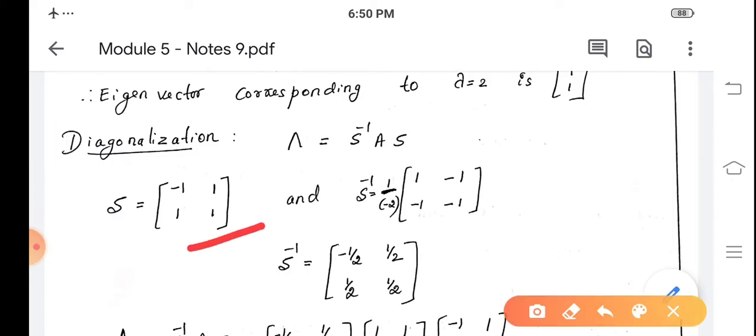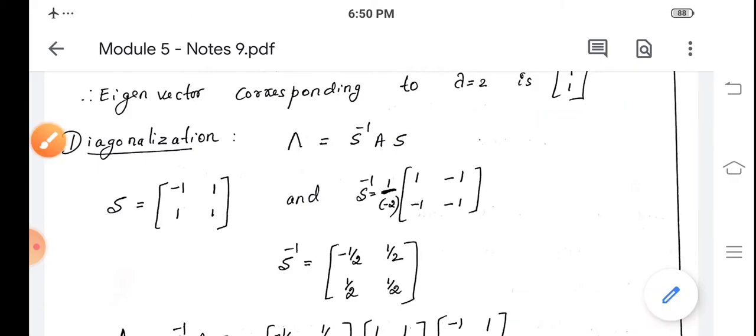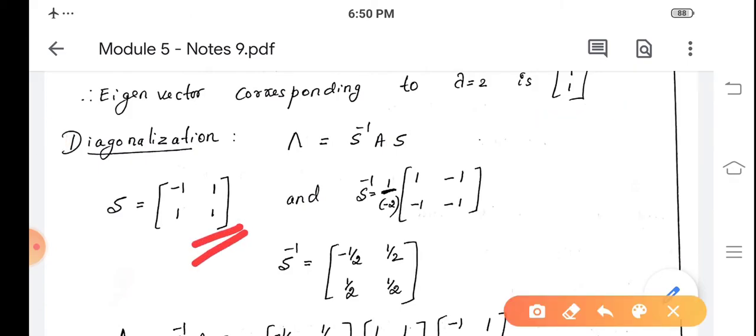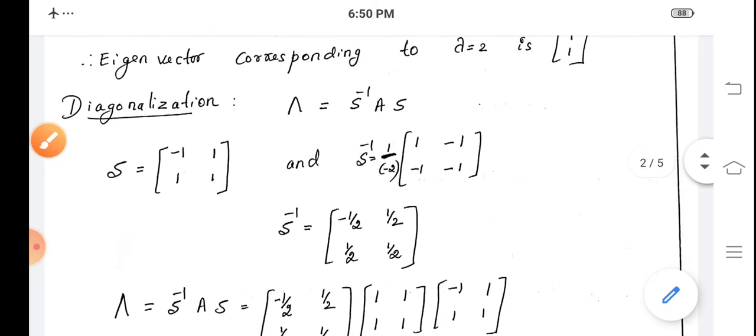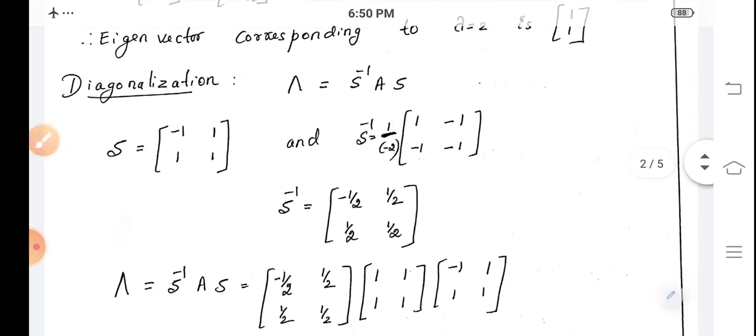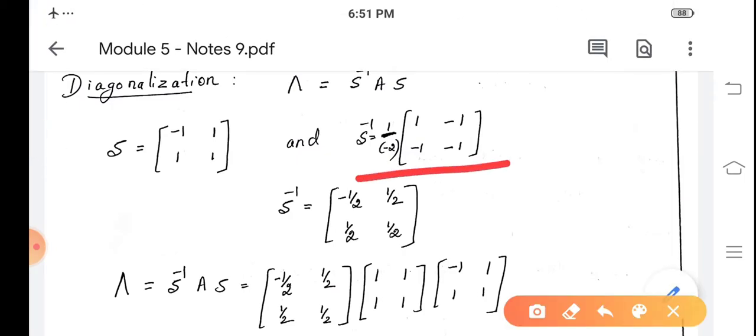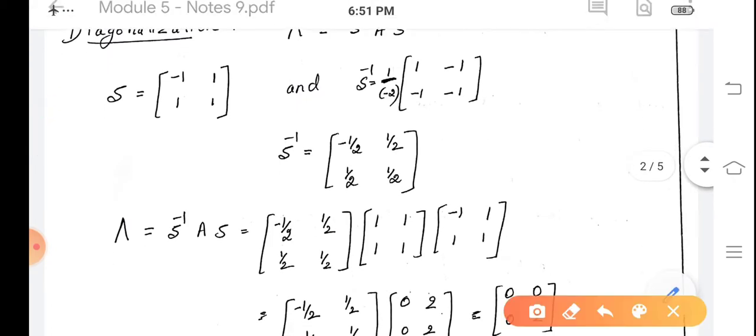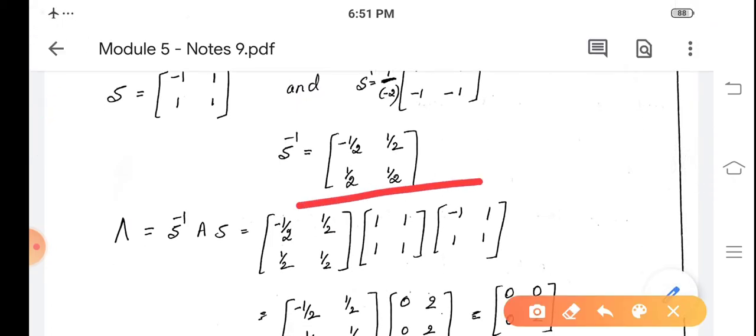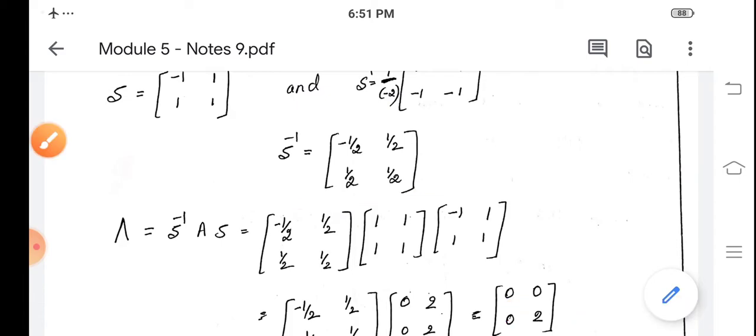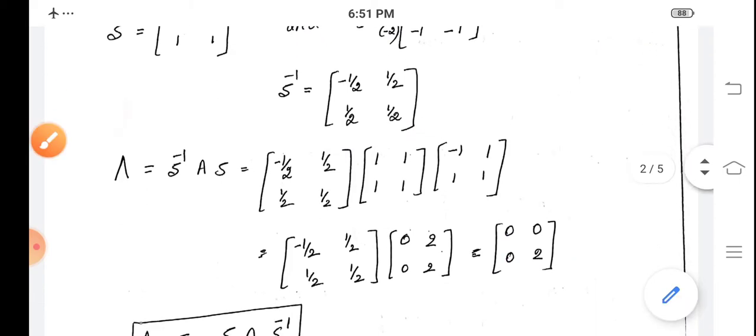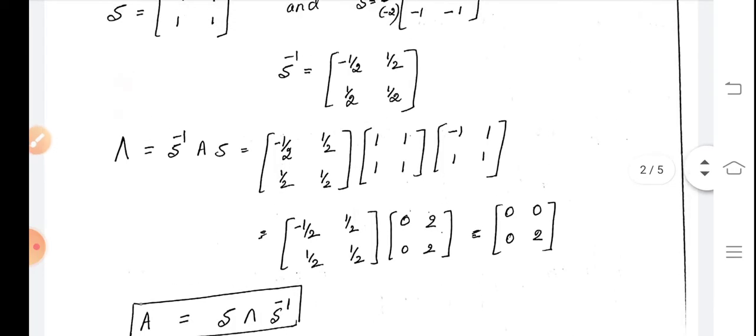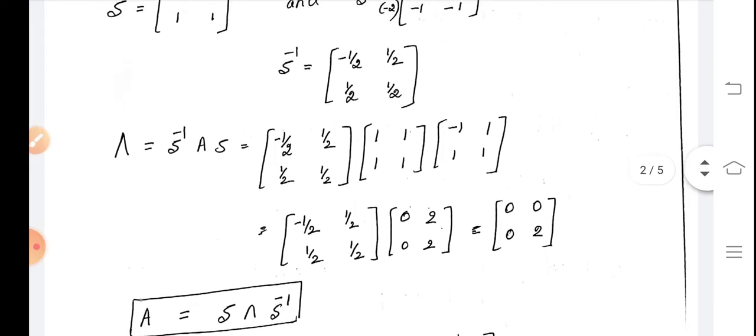And the second column, that is the second eigenvector, the eigenvector corresponding to lambda equal to 2, is 1 1. And we can find S inverse. S inverse is the adjoint of S divided by the determinant, that will be 1 by minus 2 times 1 minus 1, minus 1 minus 1. On simplifying this, we write S inverse as first row minus 1 by 2, minus 1 by 2, second row minus 1 by 2, minus 1 by 2. Now diagonalization is S inverse AS.